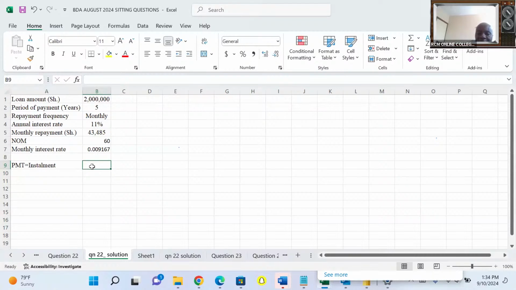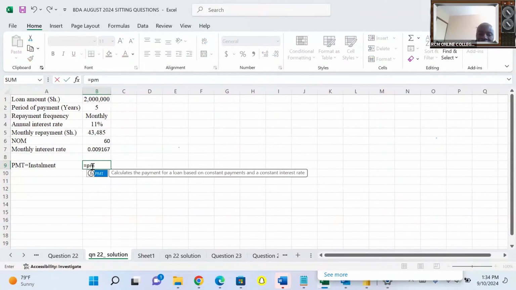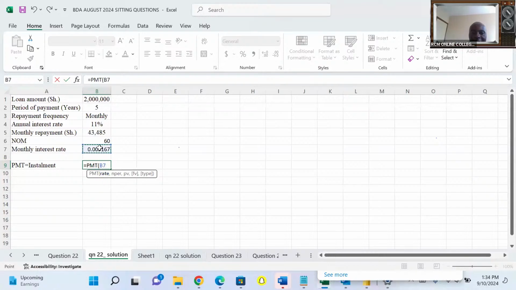So then I'll be able to come and say equals. Then I press PMT. I can see it has come there in blue. So I need to come and say tab. Then the rate is here. I pick the monthly rate, comma, number of periods, they are 60. So I'm not typing 60 there, I'm picking it there because I would want my solutions to be dynamic, so that if I change things, everything will be changing, comma.